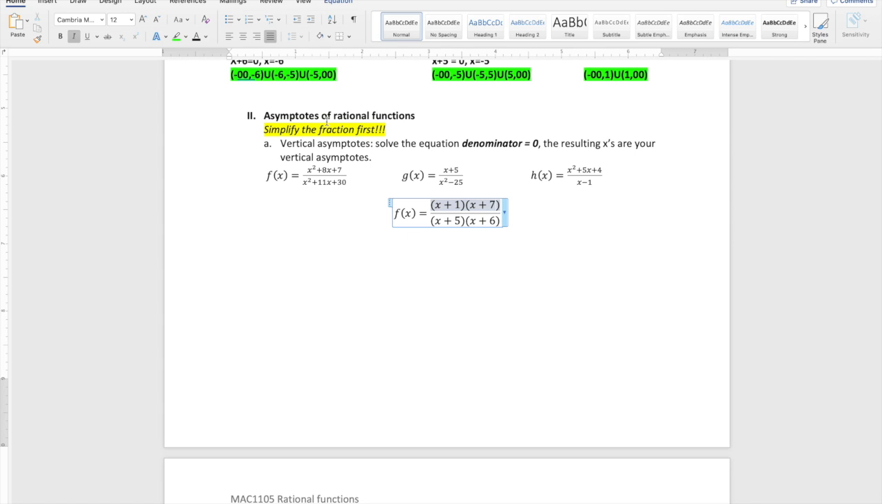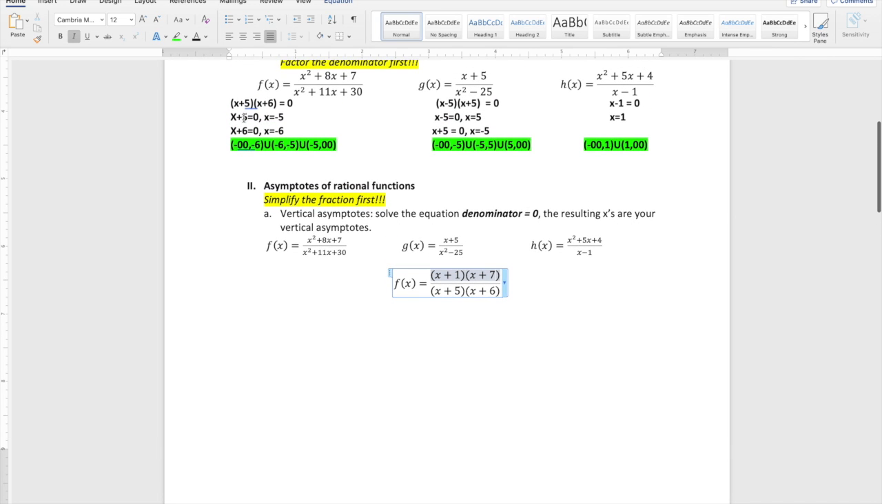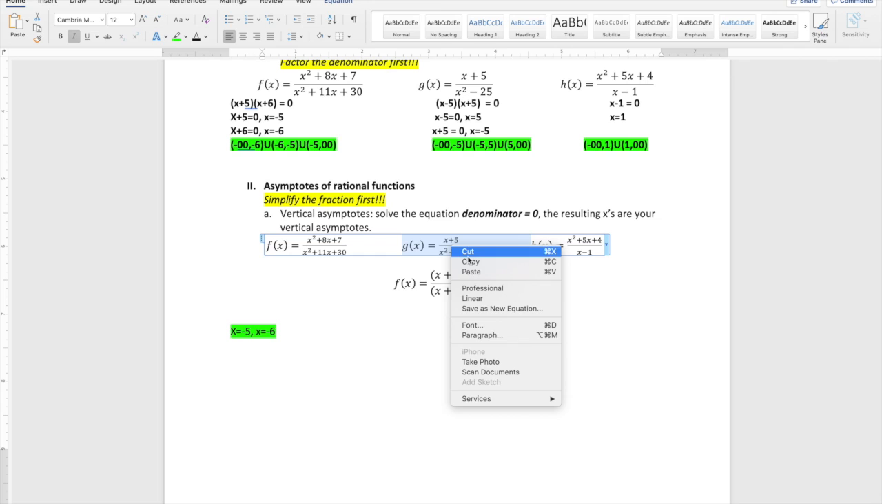But to find the asymptotes, I have to say denominator equals 0, and then the resulting x's are the vertical asymptotes. I already did this work here for the domain. So I already know that when you set the denominator equal to 0, your asymptotes will be x equals -5 and x equals -6. So for function f, my vertical asymptotes are x equals -5, and x equals -6. These are my vertical asymptotes. All right, so now I'm going to do the same with my function g.